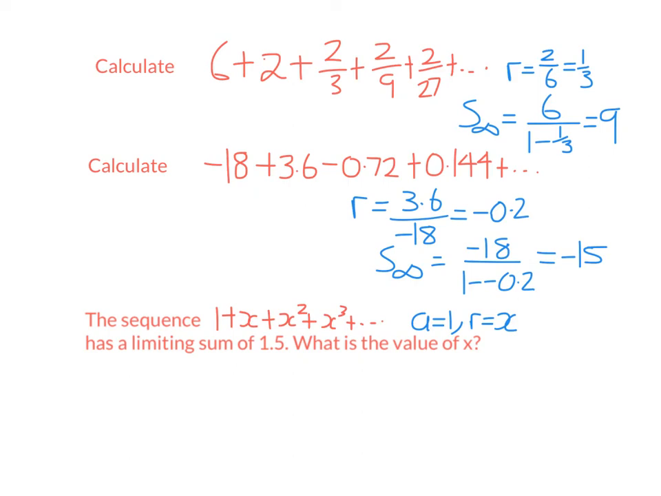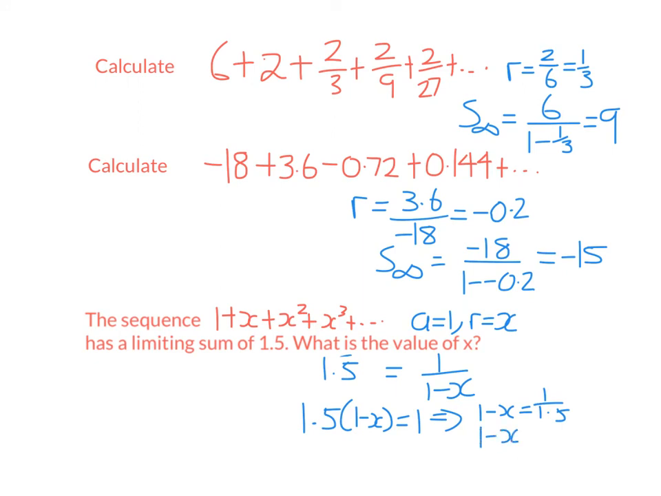So to find the value of x, let's just substitute this into the limiting sum formula. So S infinity will be a over 1 minus r. Now, I was told that the limiting sum here is 1.5, so I get 1.5 is equal to 1 over 1 minus x. So what I'm going to do is multiply each side by 1 minus x, and then divide each side by 1.5. So 1 divided by 1.5 is equal to 2/3.